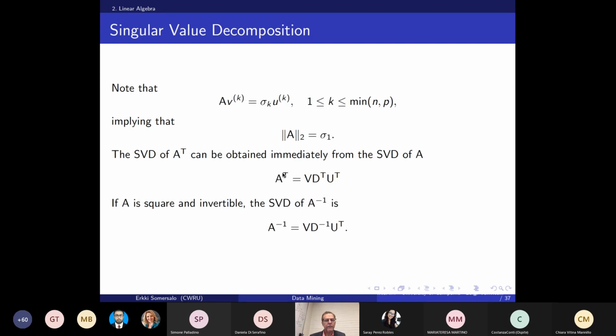Furthermore, if you have the singular value decomposition of A, then by taking the transpose, and remembering that the transpose of a transpose is the matrix itself, I get that A transpose is V D transpose U transpose. So I take the transpose of the whole product, and remember that the transpose of a product is the product of the transposes, but in the reverse order. And so that tells me that if I have the singular value decomposition of A, I can automatically write the singular value decomposition of A transpose, where the role of the diagonal matrix D is now played by D transpose.